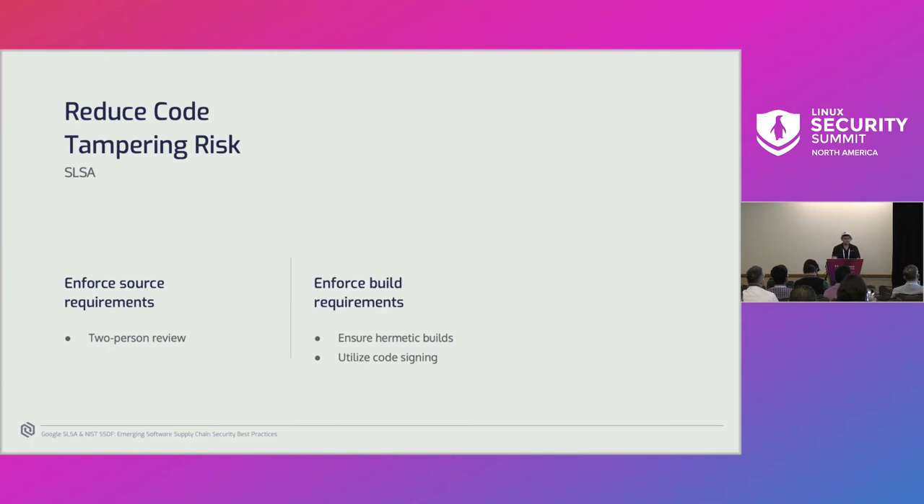Now, one of the other best practices I really love is SLSA recommends reducing code tampering risk by enforcing source requirements, e.g. having a two-person review, which can prevent a pissed off consultant from potentially pushing malevolent code, or it could just prevent an attacker from inserting a small amount of compromised code. In addition, enforcing build requirements, such as ensuring hermetic builds and utilizing code signing, helps reduce this code tampering risk.